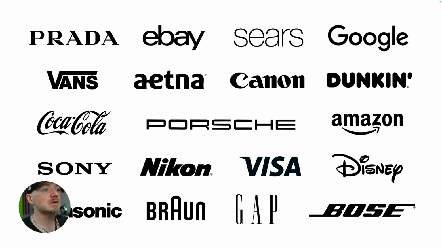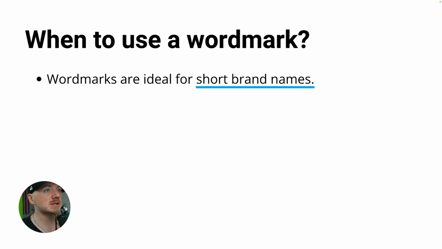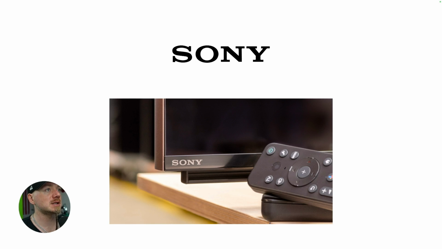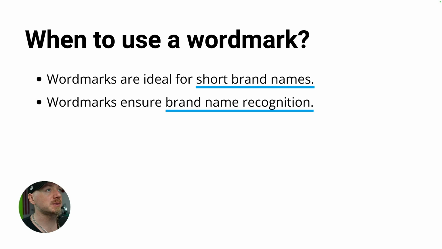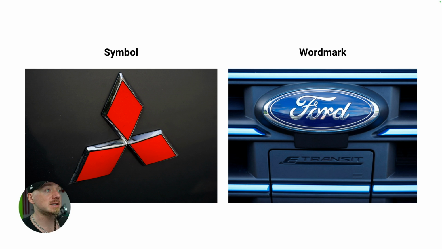So a wordmark or a logotype is basically a brand name set in a unique typeface with some unique characteristic features. Now, when to use a wordmark? Wordmarks are ideal for short and distinct brand names like Sony, for example, or Visa, or Gap. So wordmarks ensure brand name recognition.